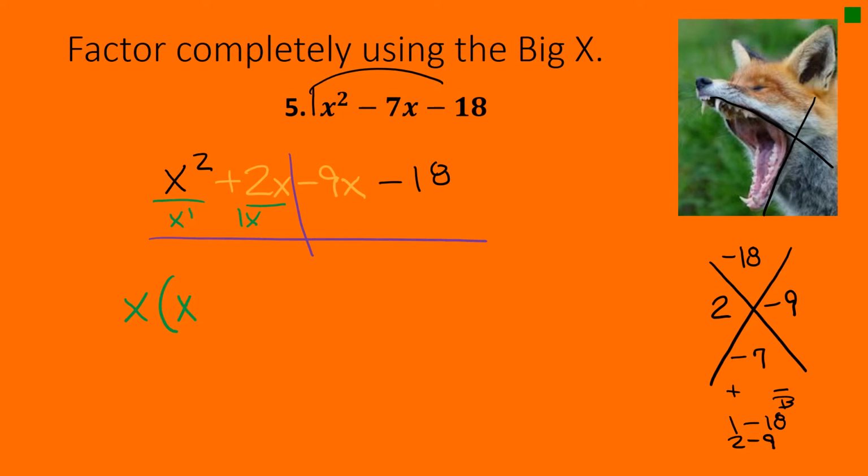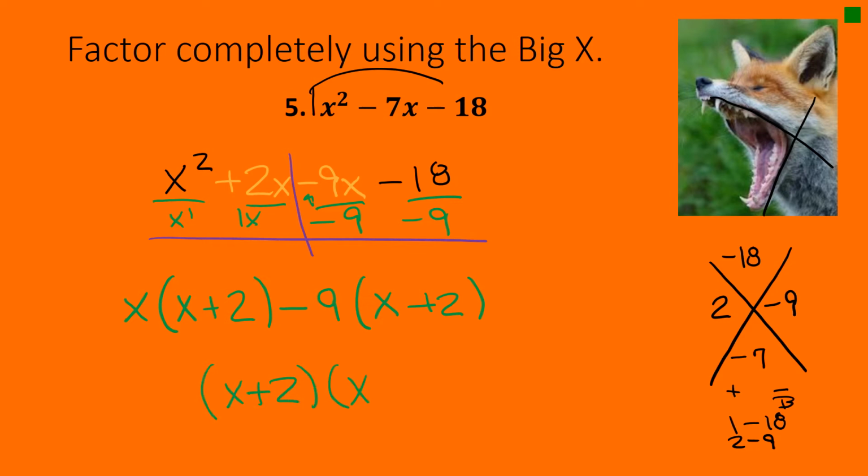2x divided by x is 2. The x's cancel. Got a negative, so I got to pull out a negative. What do they both have? Negative 9. Negative 9 divided by negative 9 is 1 with an x left over. Negative 18 divided by negative 9 is positive 2. My common factor here is x plus 2. And then my leftovers is x minus 9.